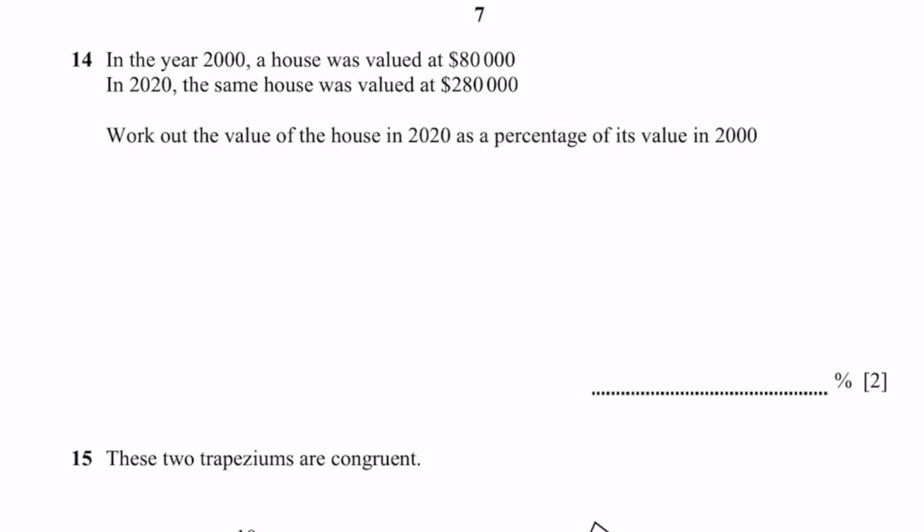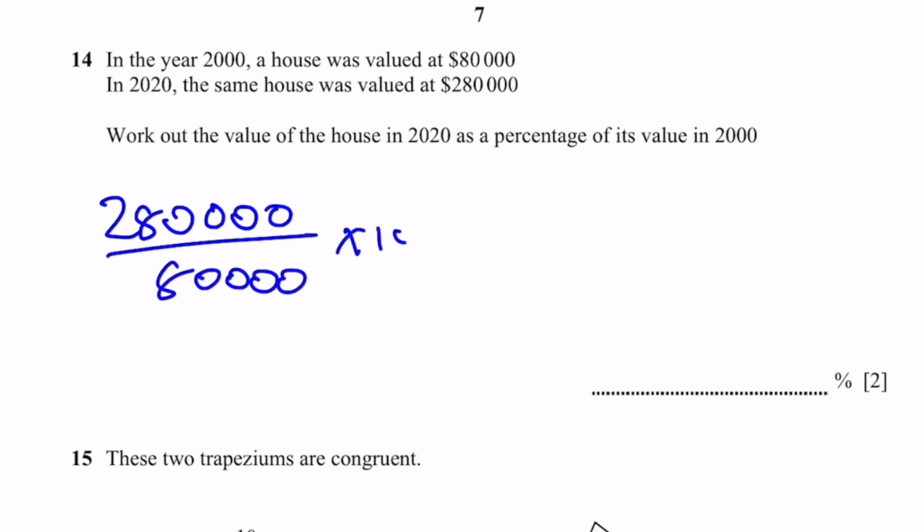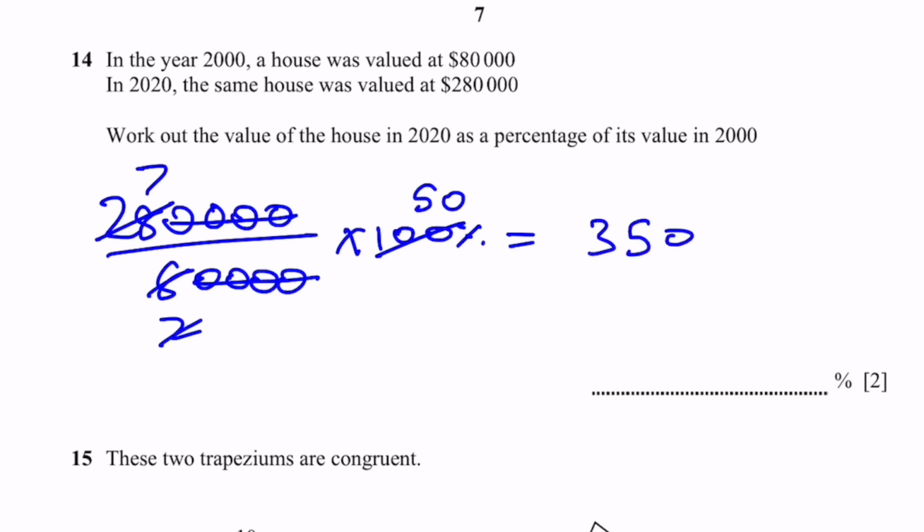Question 14. In the year 2000, the house was valued at $80,000. In 2020, the same house was valued at $280,000. Work out the value of the house in 2020 as a percentage of its value in 2000. So that'll be 280,000 divided by 80,000 multiplied by 100% to get the percentage. Cancel 4 zeros. 28 divided by 8. We can cancel out 4, so 7 by 2. Cancel out here 50. 7 into 50 is 350%.